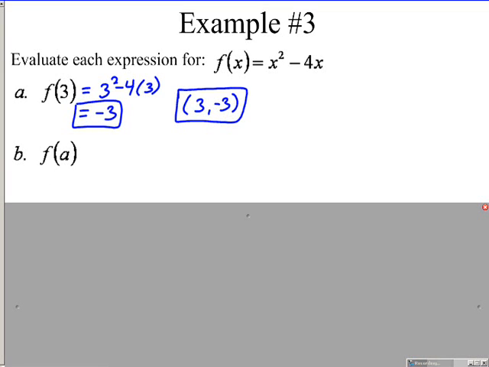F of a. To find f of a, simply take and plug a in every place you have x, and you're going to get a squared minus 4a. No simplifying we can do here. That is it.